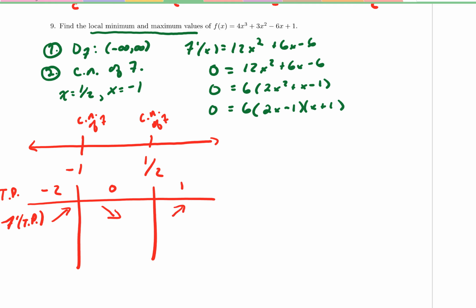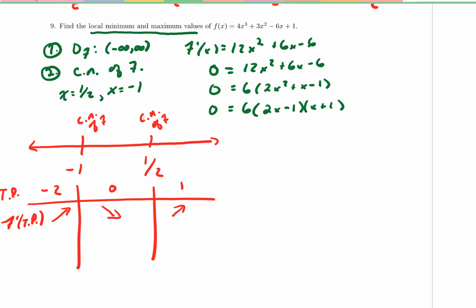So in previous questions, we would then say, well, we can now give the intervals for which f is increasing: -infinity to -1, and 1/2 to infinity. We could give the intervals for which f is decreasing. Where is f decreasing? From x equals -1 to x equals 1/2.